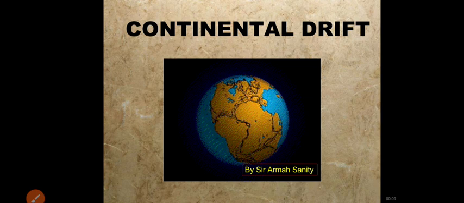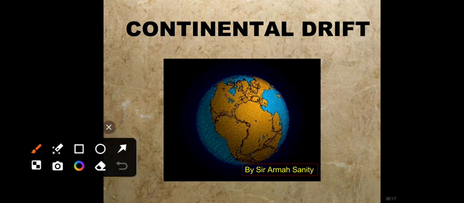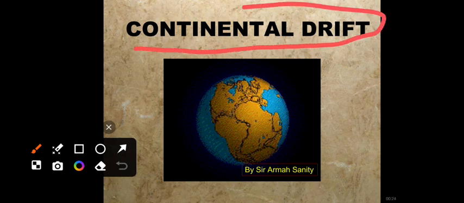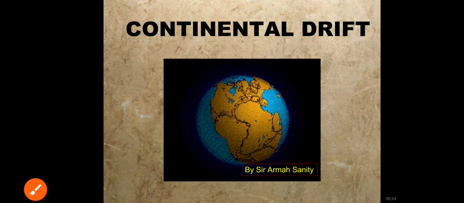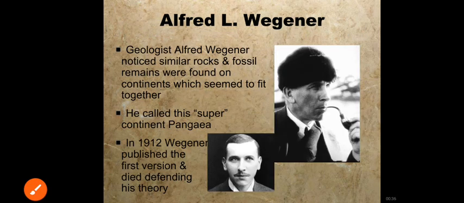Today, we are looking at a simple theory in geography called continental drift. This theory was formally discussed by one man called Alfred Wegener. Wegener was a German climatologist and geophysicist.